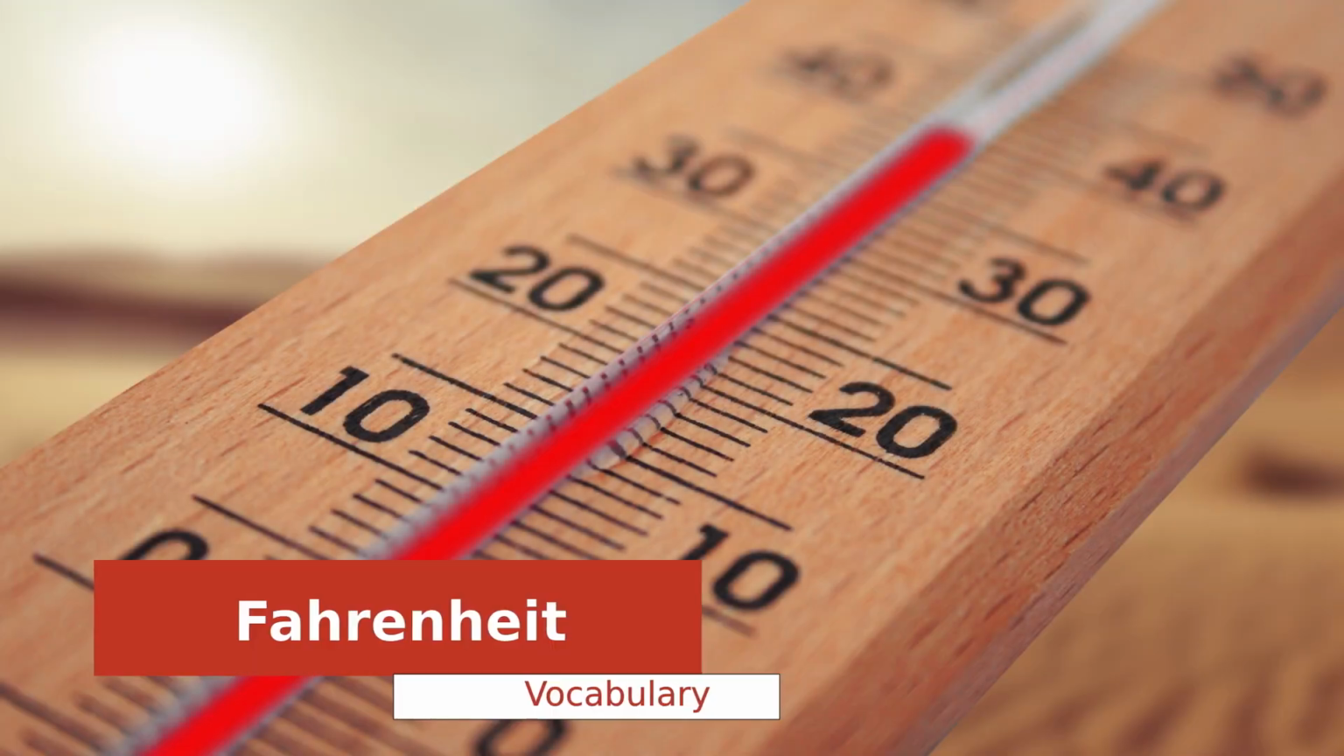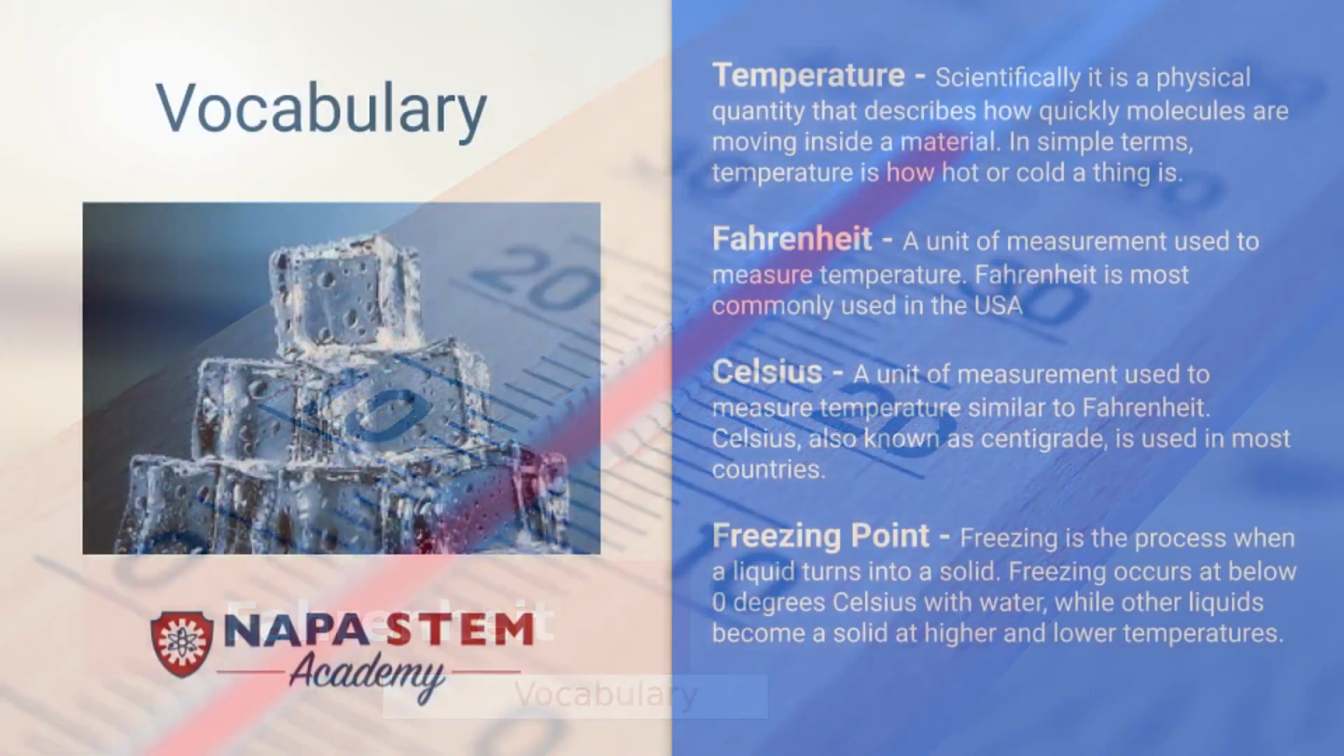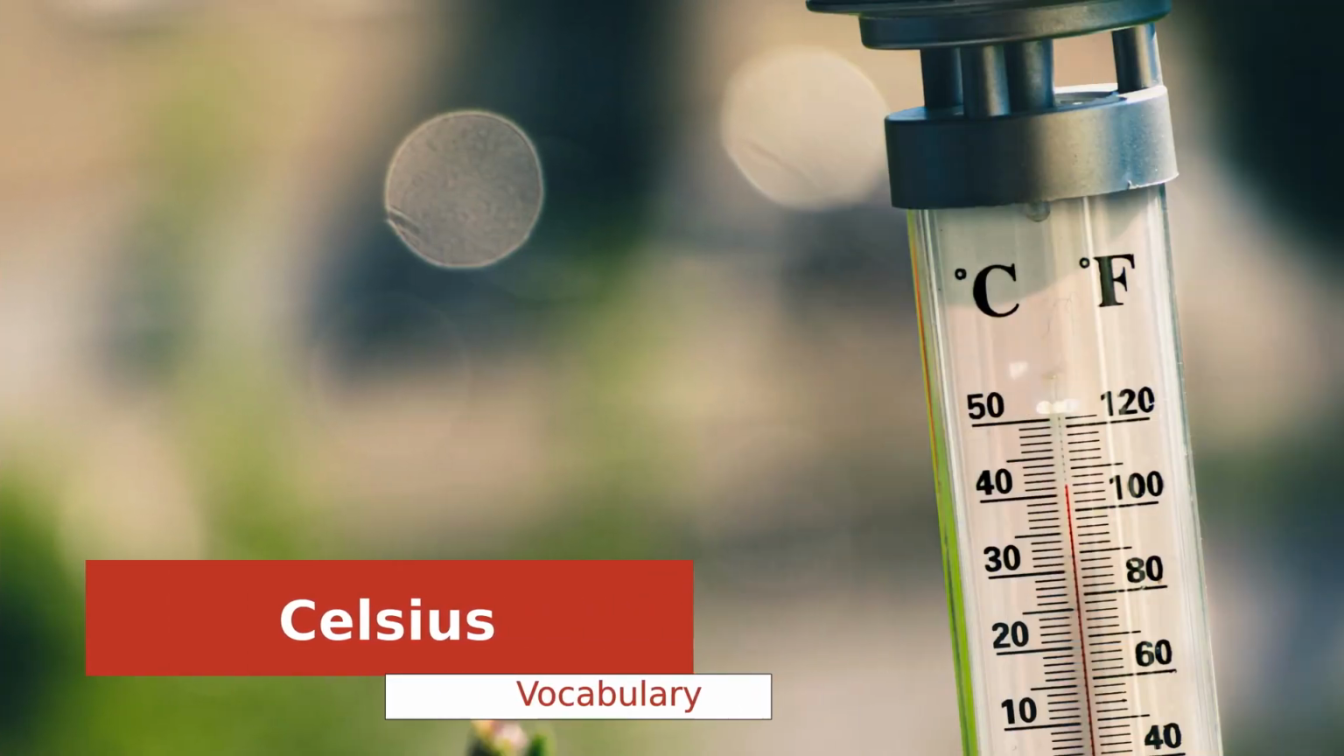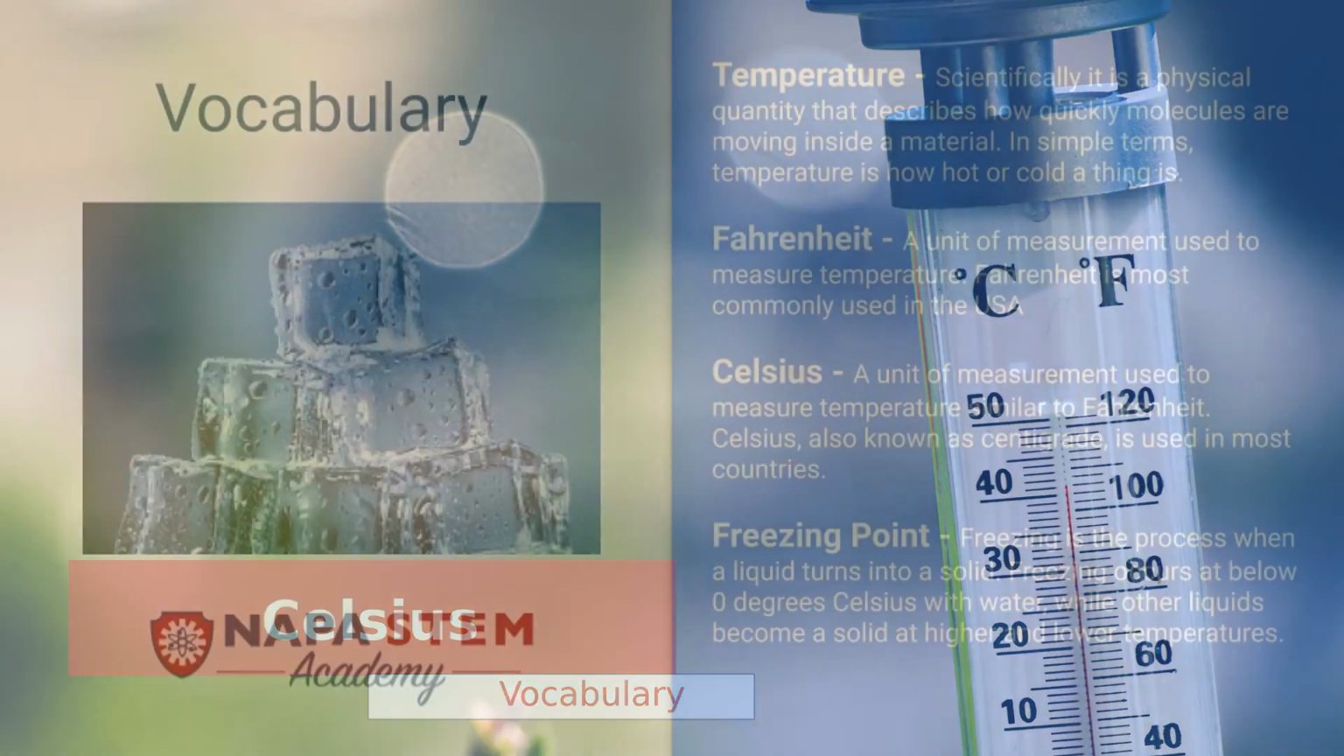Which brings us to Fahrenheit. Fahrenheit is a unit of measurement used to measure temperature. Fahrenheit is most commonly used in the US. Celsius is also a unit of measurement used to measure temperature, similar to Fahrenheit. Celsius, also known as centigrade, is used in most other countries.